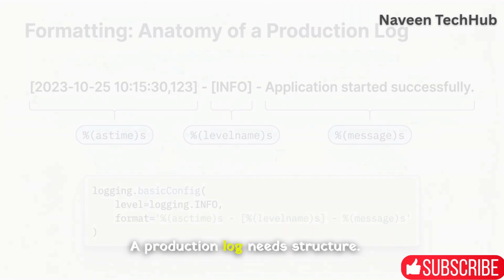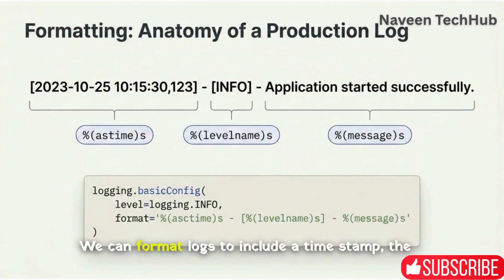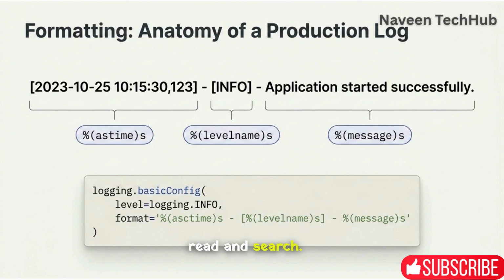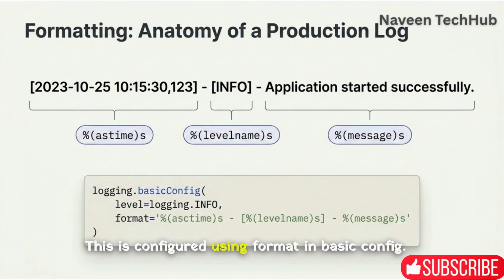A production log needs structure. We can format logs to include a timestamp, the severity level, and the message, making them easy to read and search. This is configured using format in basicConfig.